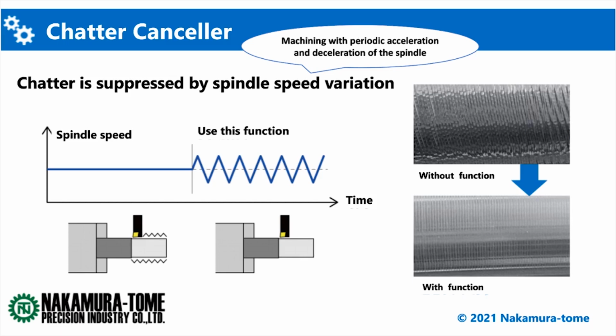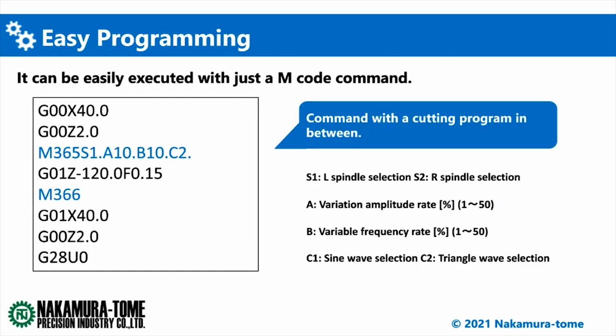The feature of this function is easy programming. It can be executed by inserting two lines of M code between the machining commands. I will also briefly explain the arguments. S is the argument for spindle selection. S1 selects the left spindle and S2 selects the right spindle.